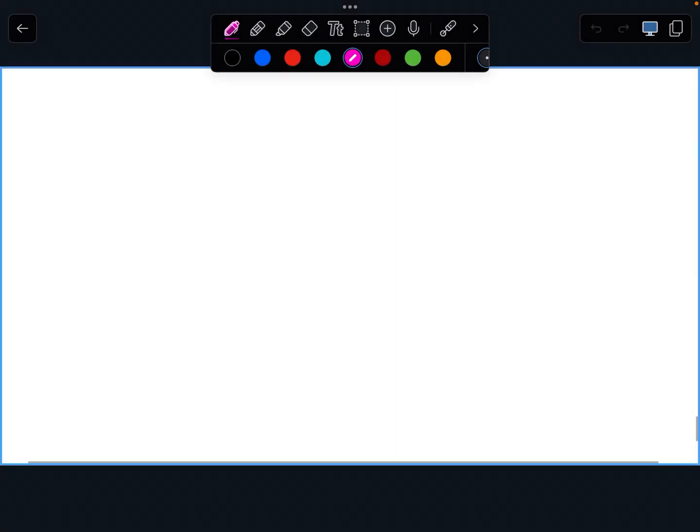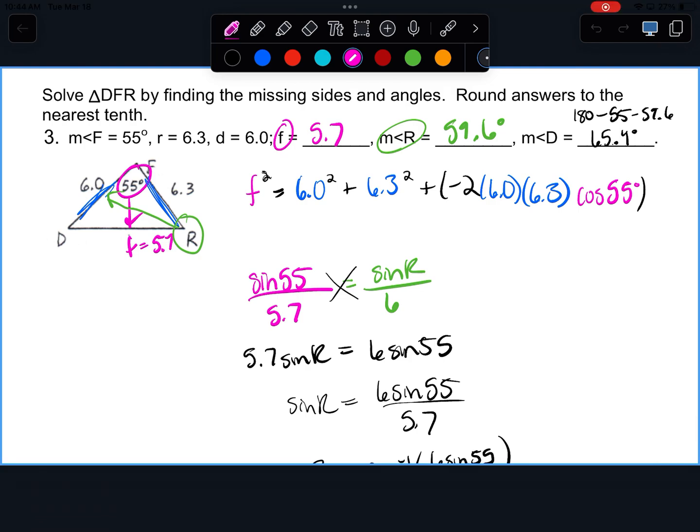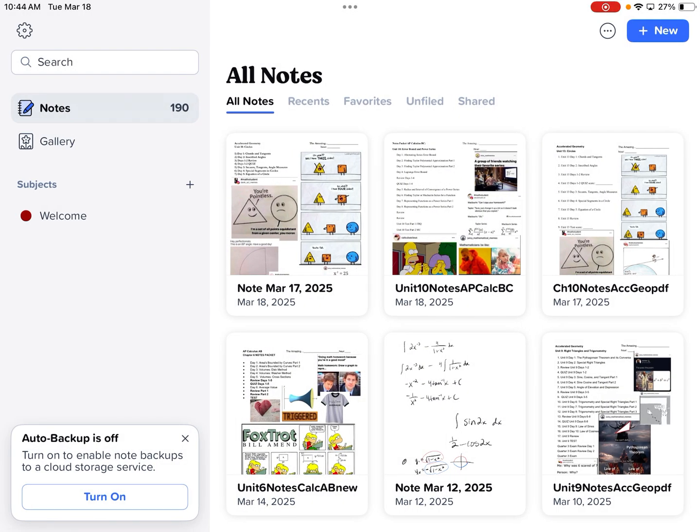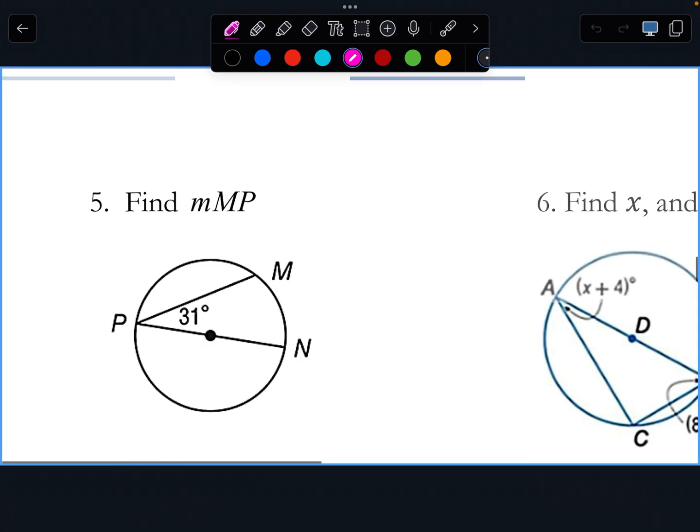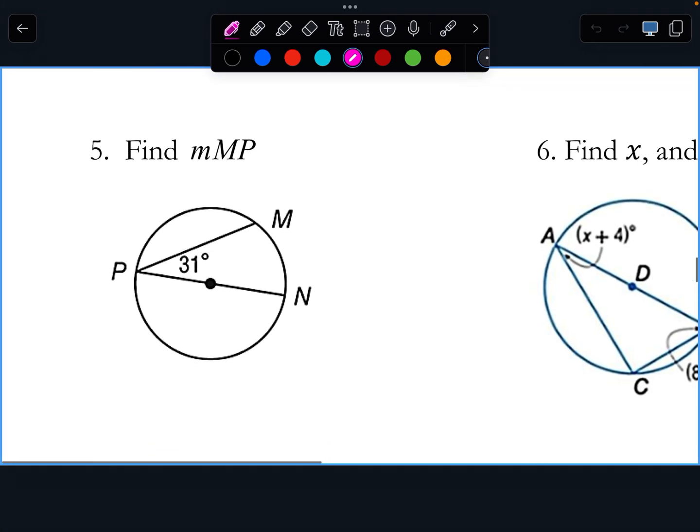Okay, nope. Next one. I don't want this. How do I get rid of this? Wait a sec. Sorry. That was interesting. Okay. This guy, MP. MP, what am I supposed to do with that? I got no arcs.